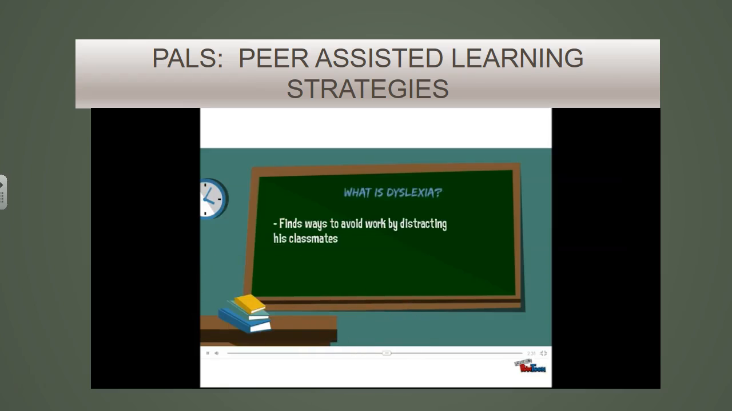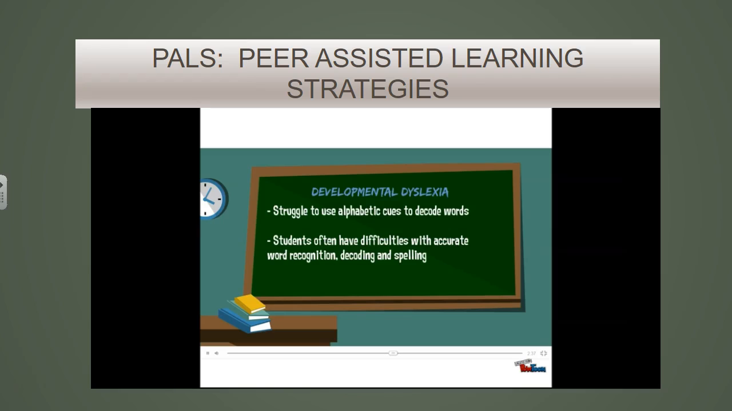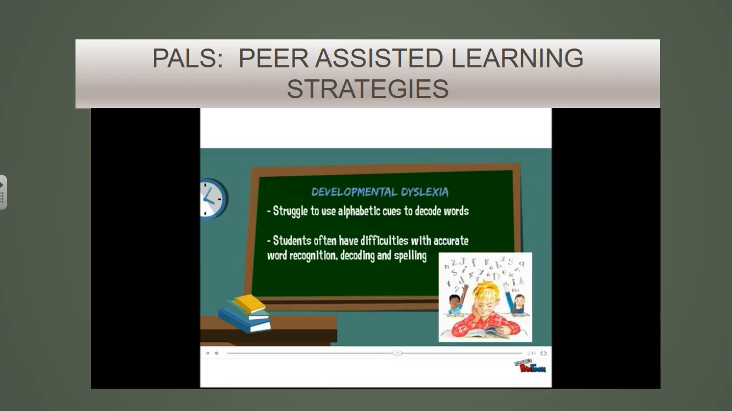What is dyslexia and how does it affect Billy? Dyslexia is not a result of poor instruction, but is neurological and often genetic. Most students who have reading disabilities or developmental dyslexia struggle to use alphabetic cues to decode words, and as a result, these students often have difficulties with accurate word recognition, decoding, and spelling.